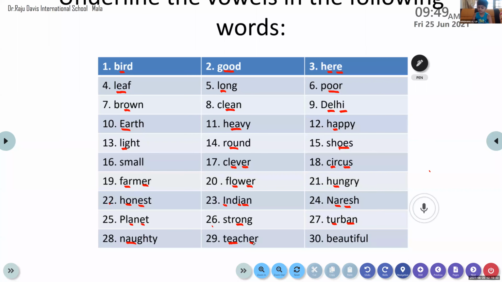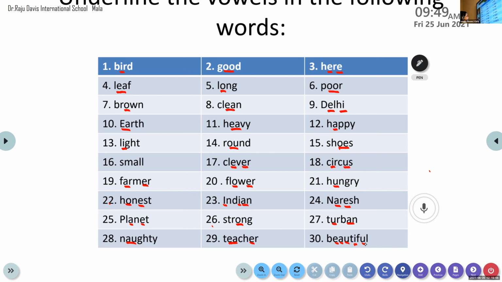Beautiful. Okay, pick out the vowels in it. There are many vowels in it. Yes, five vowels. Very good. Which are those? E, A, U. Then, come on. What you said is right. Yes, I and U. Very good. So there are five vowels.